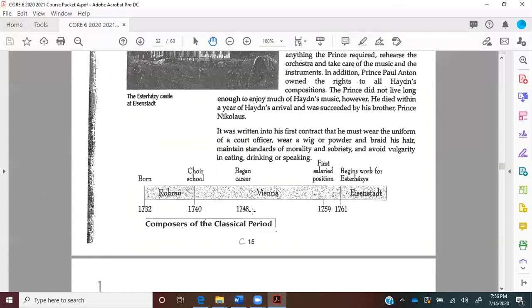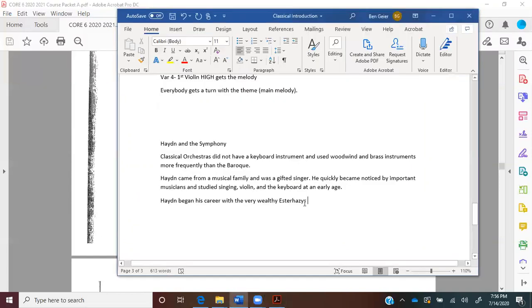Anyhow, so Haydn began with the very wealthy Esterhazy in Austria. He was still considered a servant and not a famous composer.